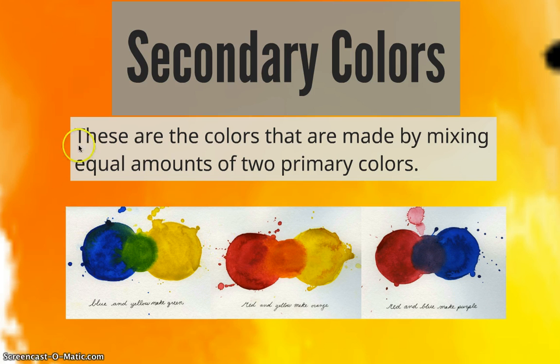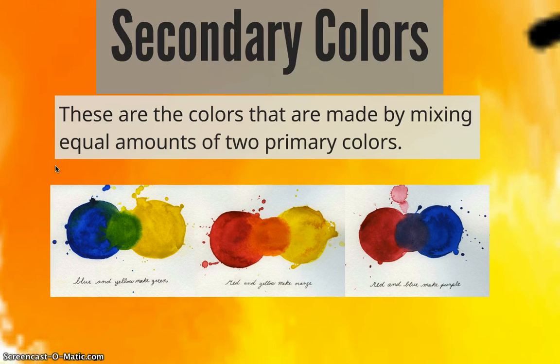You want to make sure they are equal amounts of the two primary colors, because when you have unequal amounts, they make a different kind of color that's called a tertiary color, which is like yellow-green or red-orange. So we're talking about the secondary colors that are made by mixing equal amounts of two primaries.